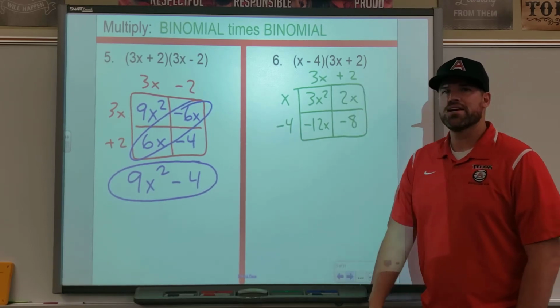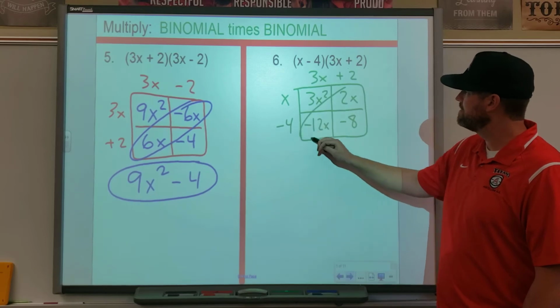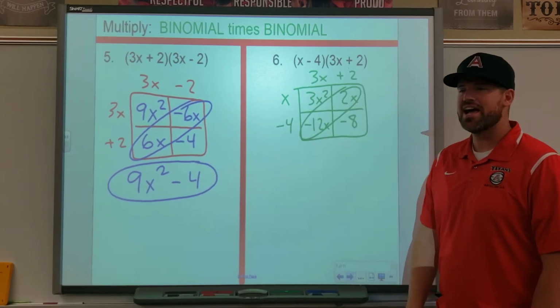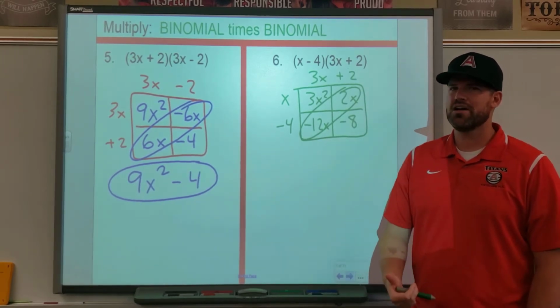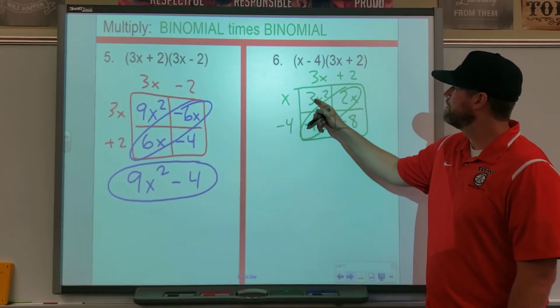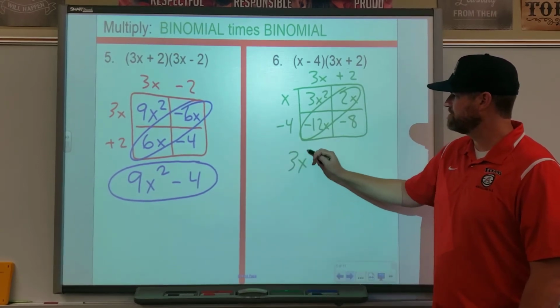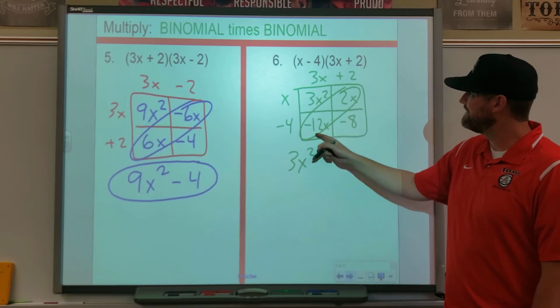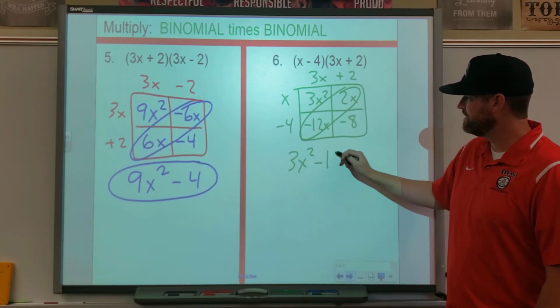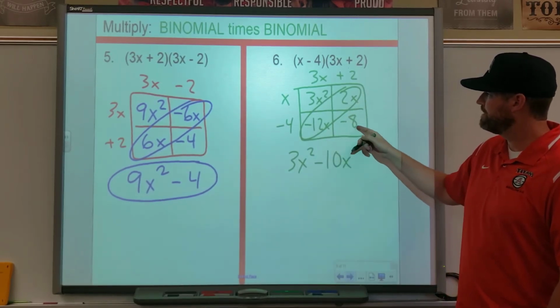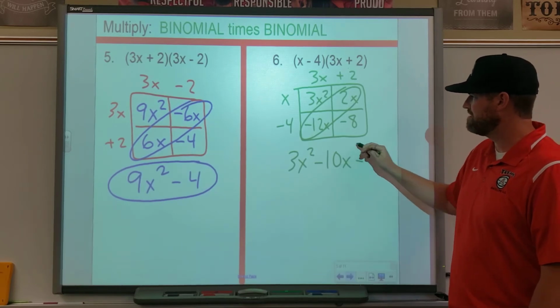And then we combine like terms, which you're starting to notice that typically we get like terms on the diagonals. It won't always happen, but a good chunk of the time. 3x squared goes first because it has the largest exponent. Combine these like terms to get negative 10x. And then our constant goes last.